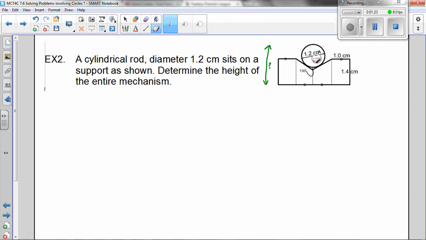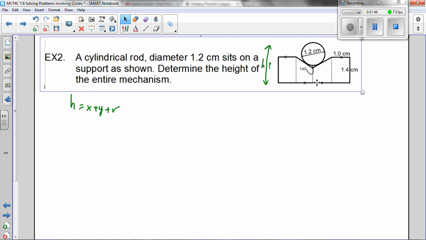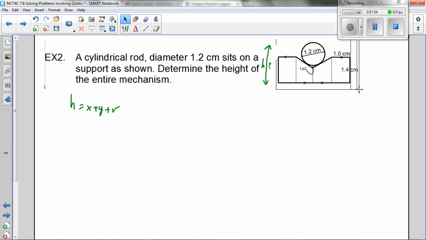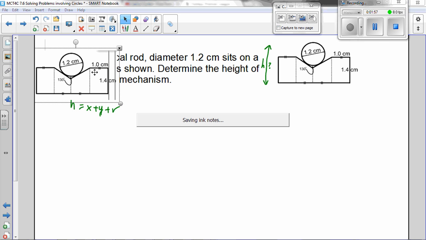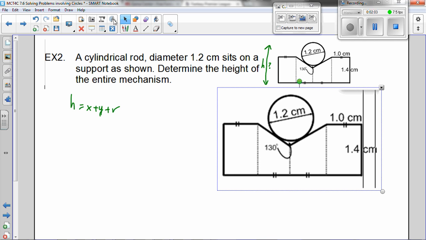I'm going to erase that now, just so you see our plan. Maybe I'll call it X, Y, and R or something like that, so we know what we're doing. So the height, call that H, equals X plus Y plus R. I am going to pull a trick. I want to blow this up a little bit. So I'm going to take a picture of this and blow it up, just so I can talk about it better. And hopefully you can do a decent job on yours.